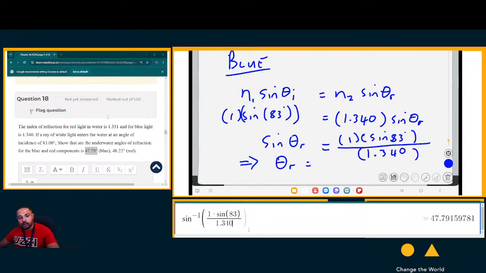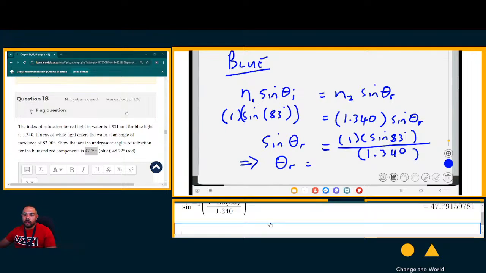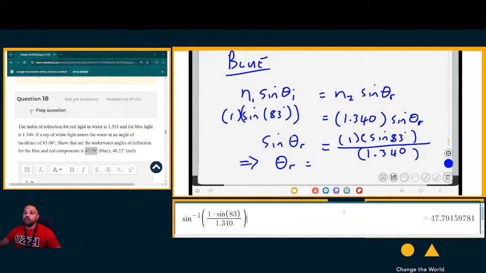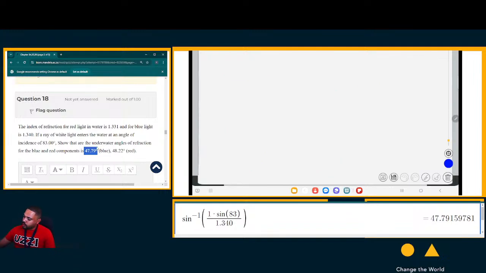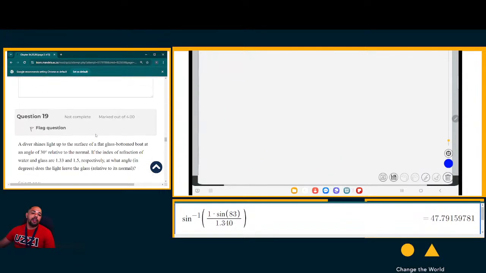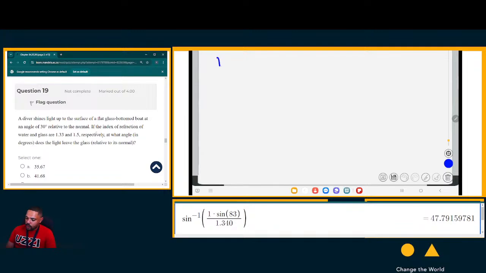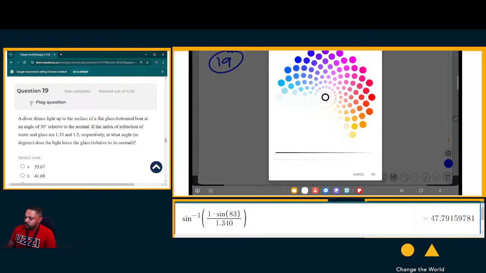40 though. Let's see, enter. Oh, sorry, 40, so it's 47.79. 47.79 degrees is the angle of refraction. Let's check if that was supposed to be. Yes, 47.79 was indeed what we were supposed to get. So that is refraction.